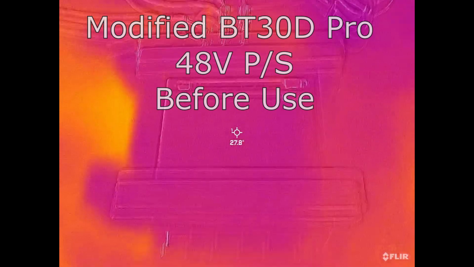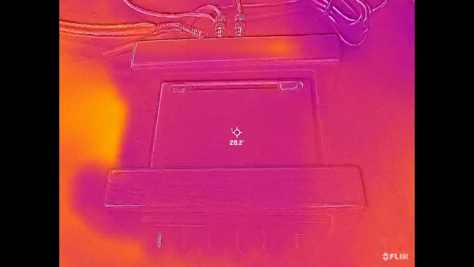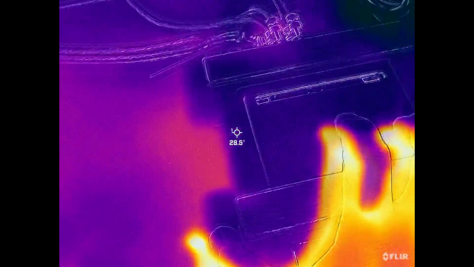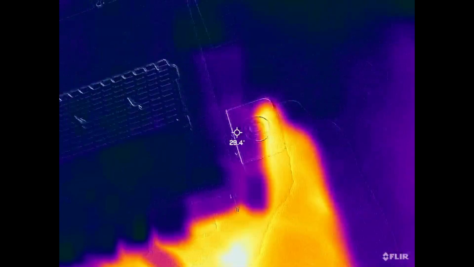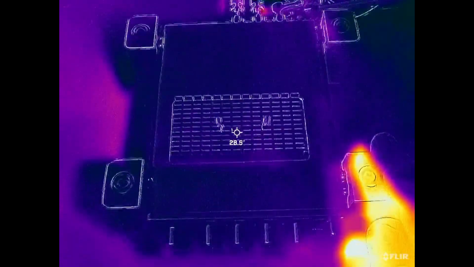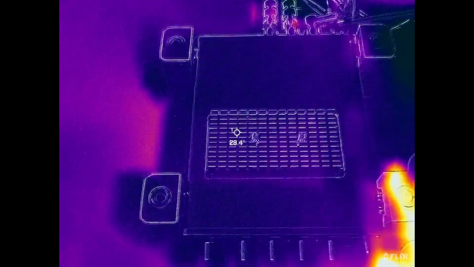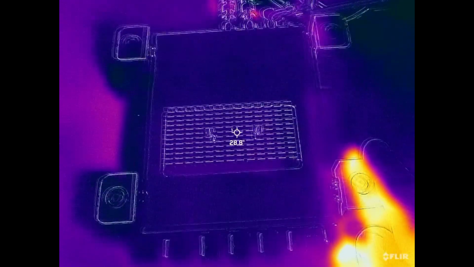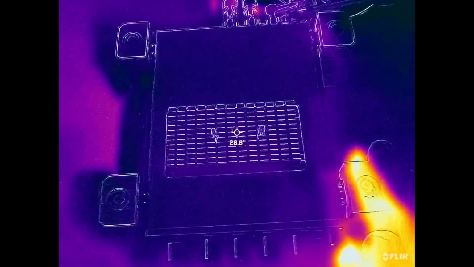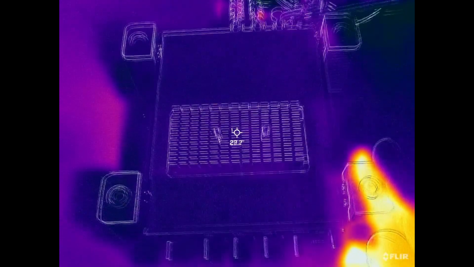Okay, here's the BT30D modified case, top center. Before running music, and I'm turning it over here and putting it right on that heat sink there. I think it's going to be higher than 40°C because it's going to pull more energy off that aluminum plate that's connected to the chips.